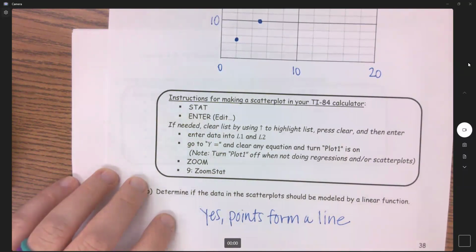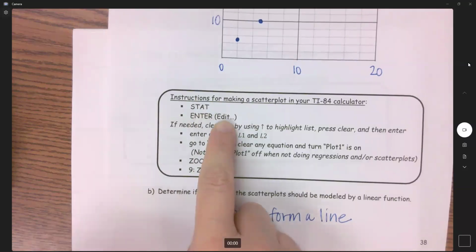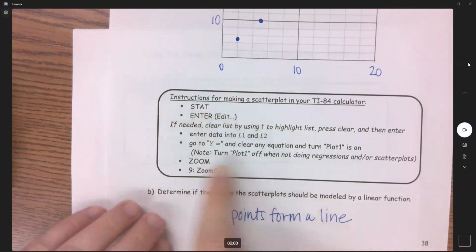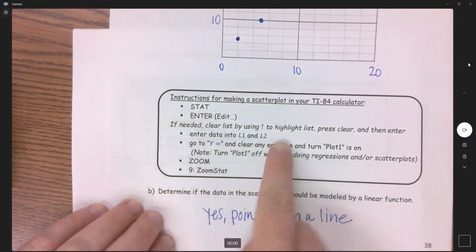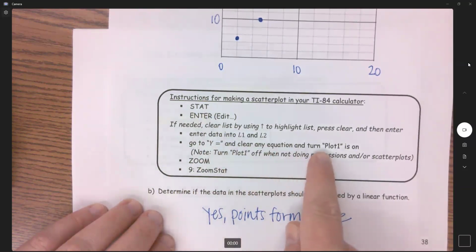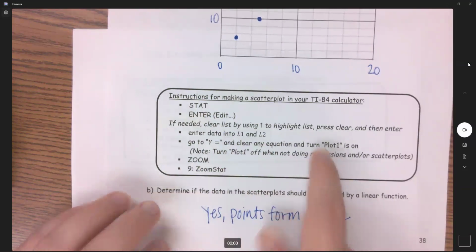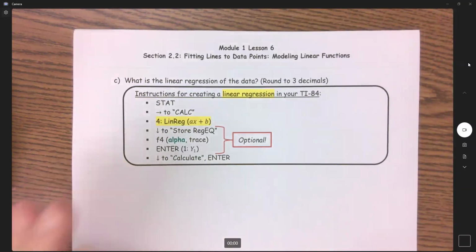If we did not make the scatter plot in our calculator, I would still need to go to stat, hit enter for the edit, and enter my data into list 1 and list 2. Go to y equals, clear out the equation, and turn the plot 1 on. Okay, so I would still need to go through that step of importing all of that data into my calculator. So since we've already done that, we can pick up right here.